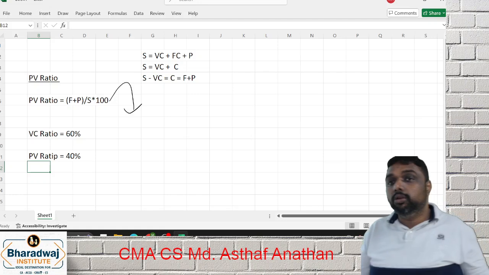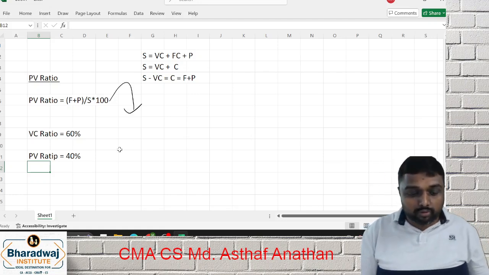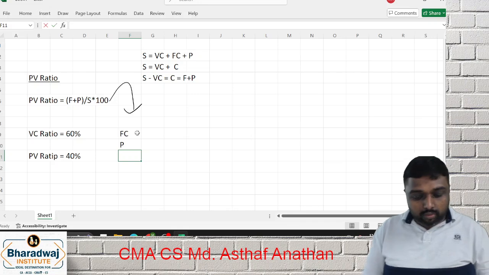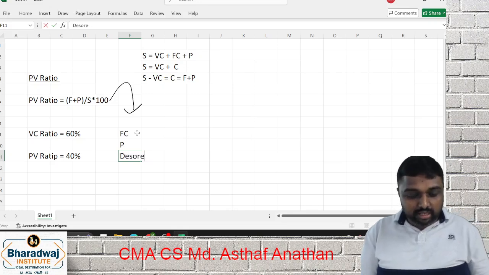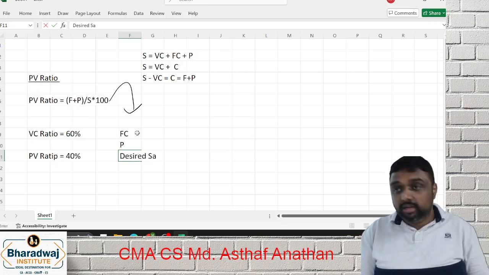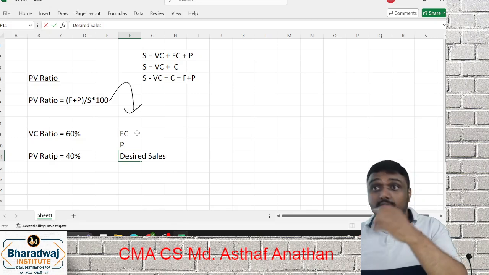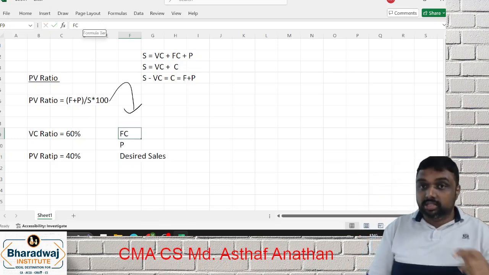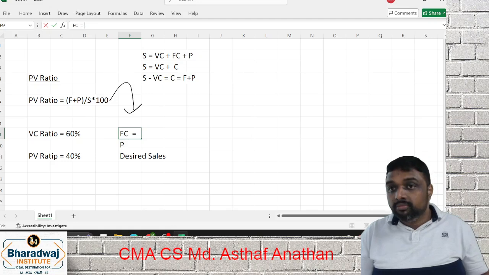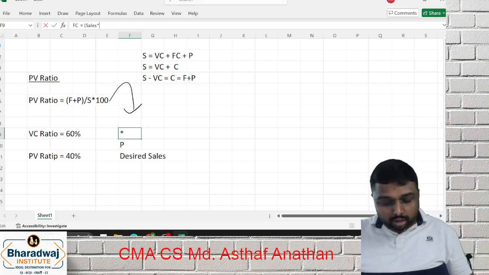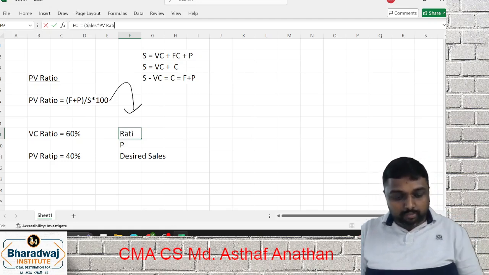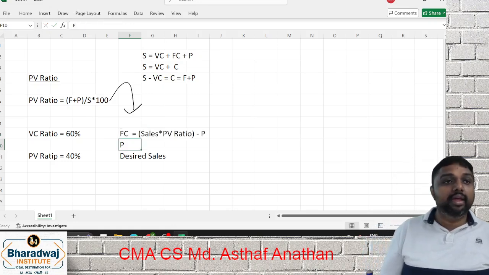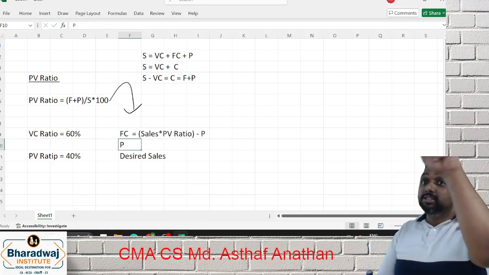From these formulas you should be able to get the formula for fixed cost, the formula for profit, and the formula for sales, which we generally call desired sales. A lot of reverse calculation comes from this point. What is the formula for fixed cost? Sales into PV ratio minus profit. In profit also, the same way, sales into PV ratio minus fixed cost.